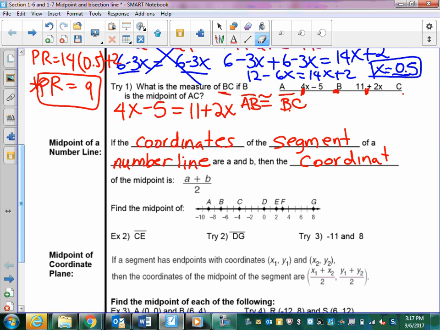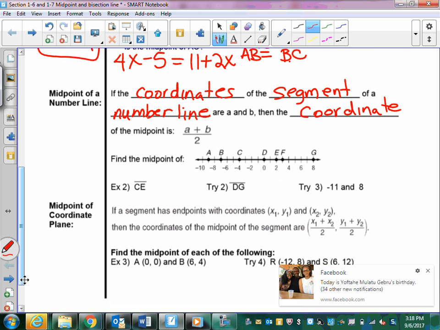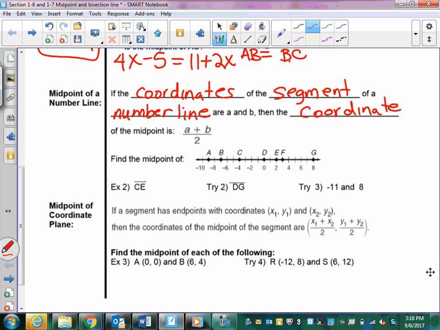The coordinate of this problem is going to be (A plus B) divided by 2. So this is what we have to do. In this case, it says find the midpoint of the following. So the first example is C and E. C is -4, E is +2.